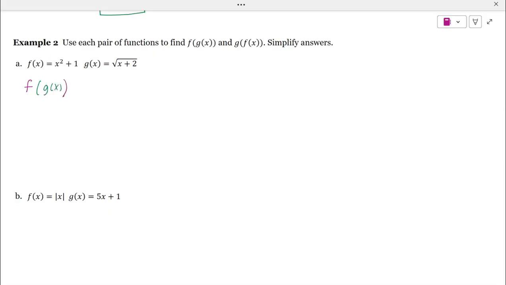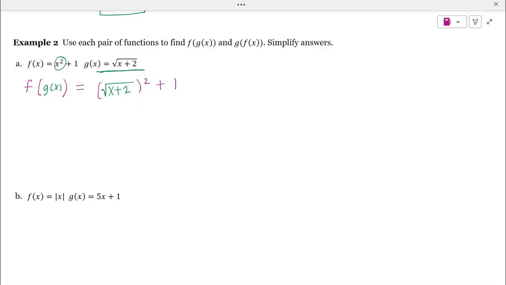What I'm going to do is take the function g here, and I'm going to replace it where I see x in the original function f. So I'm going to have x plus 2 underneath the square root. That is being squared, and then I'm adding 1. Again, this is my new x squared plus 1.